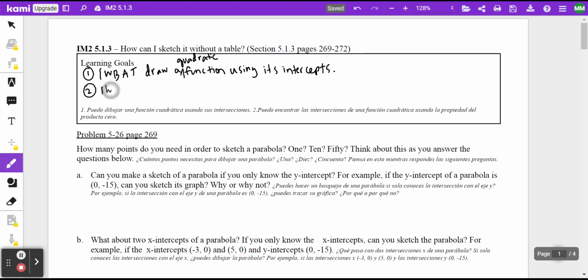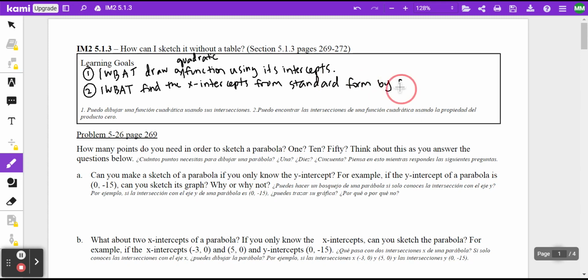And number two, I will be able to find the x-intercepts from standard form by factoring and applying the zero product property.